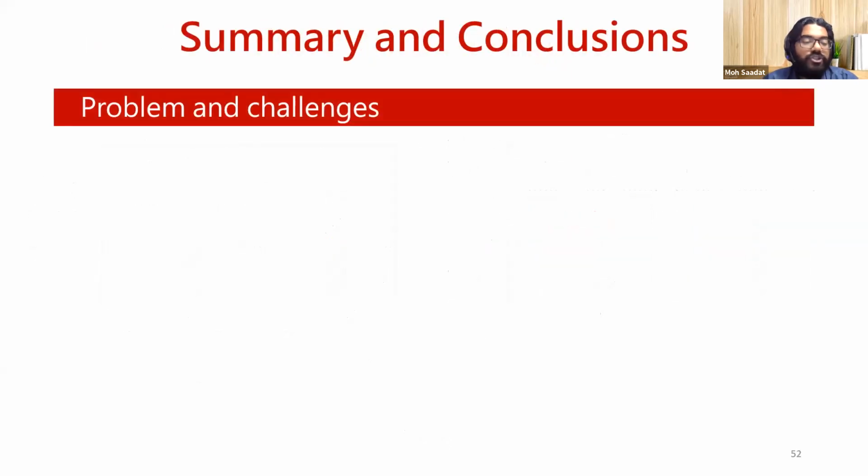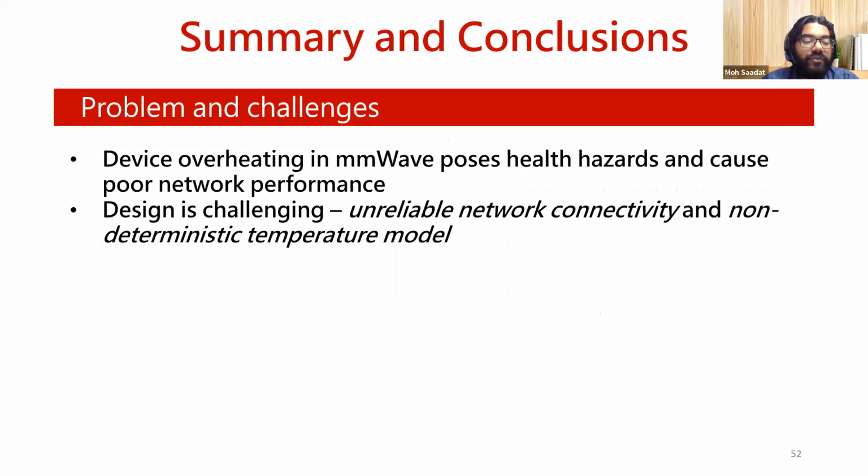So to summarize this talk, in all, we have come to the following insights and achieved the following contributions. We have seen that overheating of devices under millimeter wave networks is quite prevalent and poses potential health hazards as well as degradation in network performance. Moreover, we have seen that such an issue is not a trivial problem to solve due to both unreliable network connectivity and the infeasibility of deriving a deterministic temperature rise and fall model.